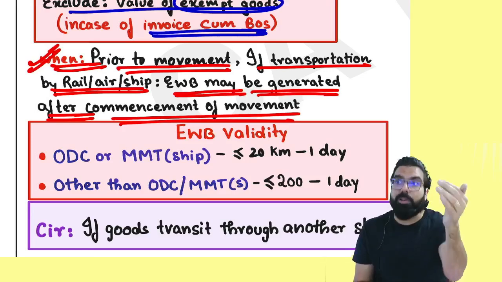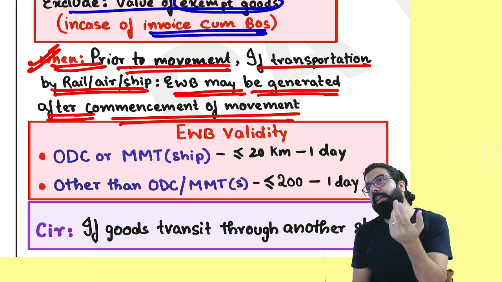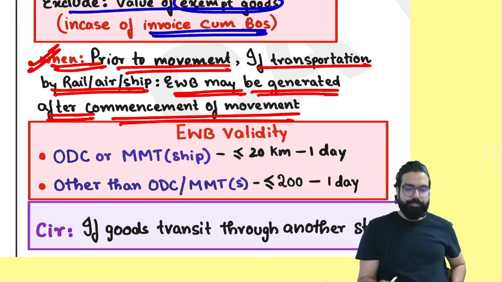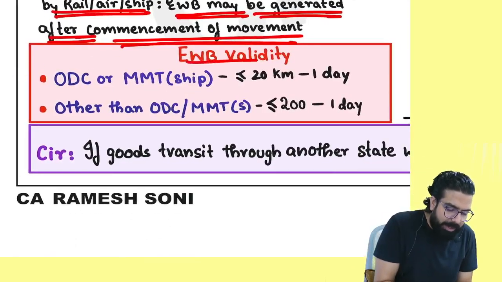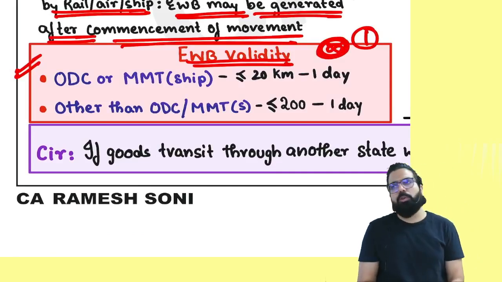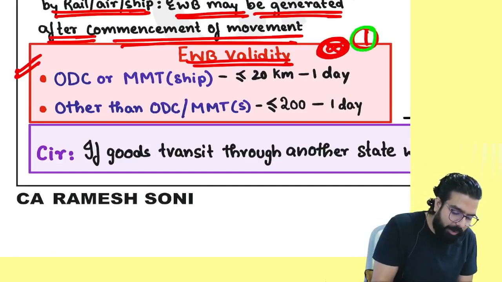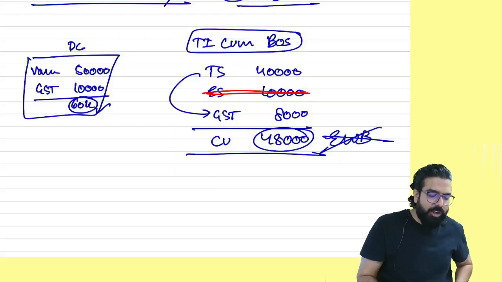That you will get only after you give the goods to them. So you can generate the e-way bill after also. This is about the validity of the e-way bill. This is also very, very important from the exam point of view. One mark, one small question can come. Remember this point, everyone. Sir, what is the validity of the e-way bill?